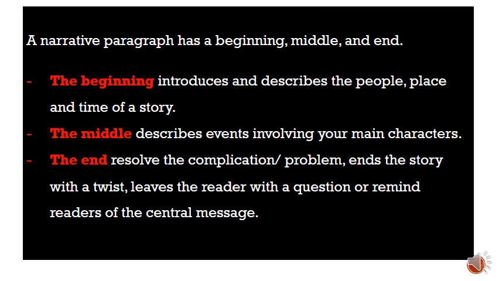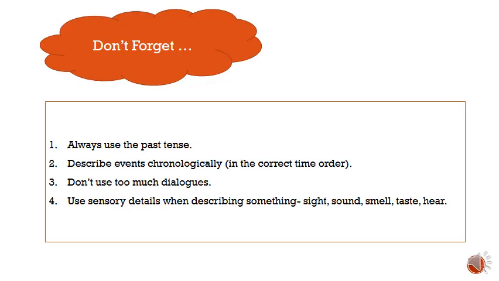Because remember, when we were explaining the story map and story elements, we said that a narrative paragraph always has a certain message or a certain theme at the end of the story. Don't forget, in the narrative paragraph, you have to always use the simple past. The simple past is the grammar lesson that I have just explained. Describe events chronologically, it means in the correct time order. Don't use too many dialogues. Use sensory details when describing something: sight, sound, smell, taste, and hearing.